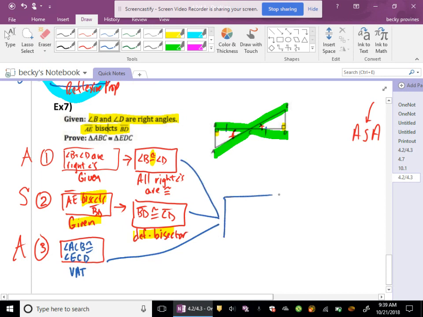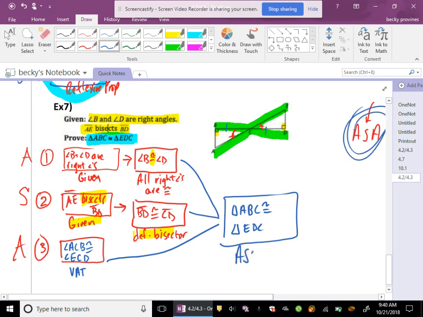Okay, so all of this is going to merge together, and you're going to write your congruency statement, which is given to you. So let's just write it in. Triangle ABC is congruent to triangle EDC. And I know this because of, it's right up here, guys, ASA.